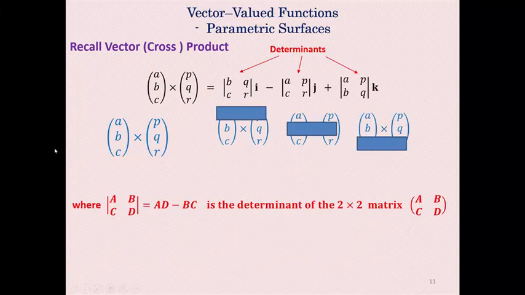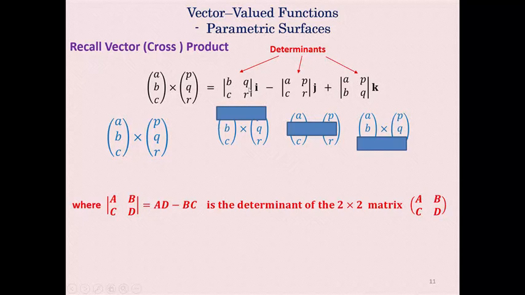A quick revision on cross product, since we need to compute this quantity. The cross product of two vectors is itself a vector. Let's look at how to get the coefficients of the three vectors i, j, k. They are all determinants. Let's quickly recall the definition of a determinant. The determinant of a matrix with first row a, b and second row c, d is given by this quantity: ad minus bc, a times d minus b times c. This is called the determinant of the matrix.